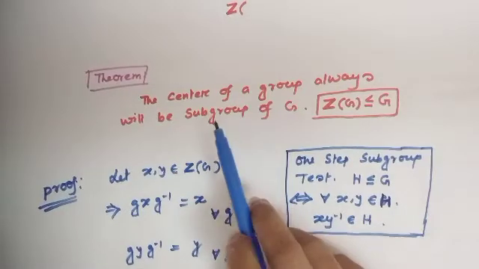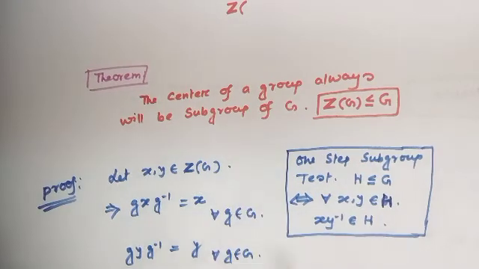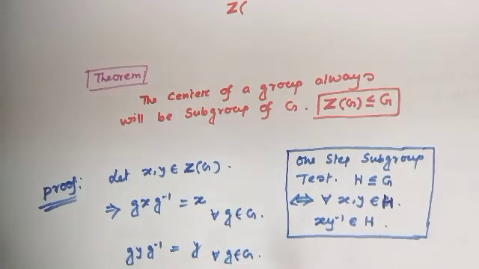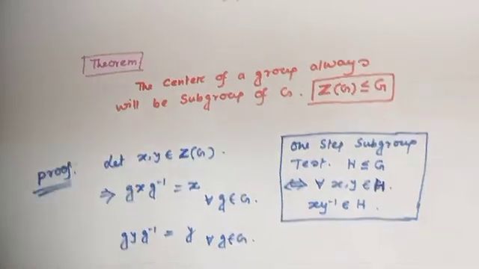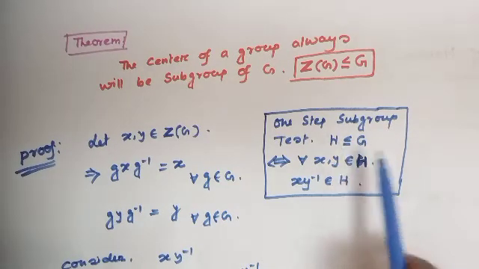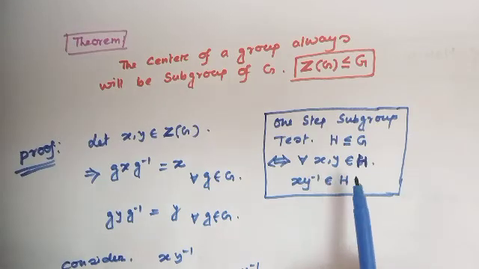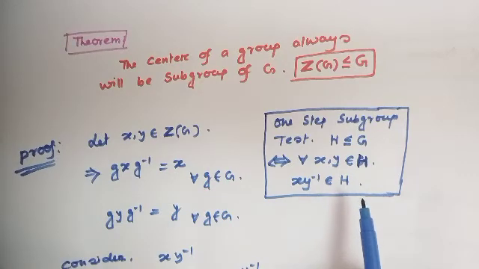Well, there is a theorem. The statement of the theorem is that the center of a group will always be a subgroup of G. And I will prove this theorem by the one-step subgroup test. And this step I did in my previous video elaborately. Just see the statement of this test. Let S be any subset of the group G, and for all x, y members of S, then xy inverse must be a member of S if S is a subgroup of G. Okay?